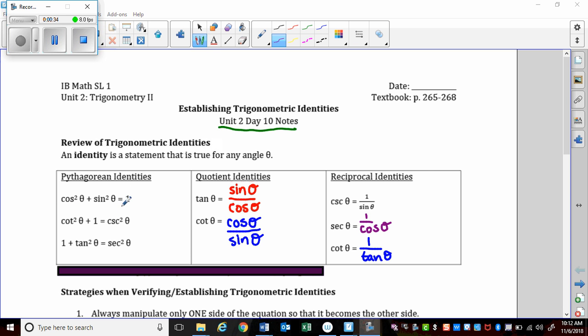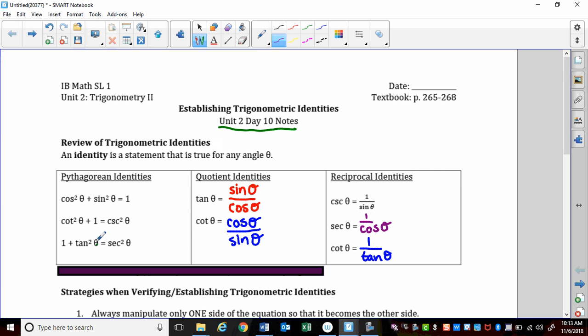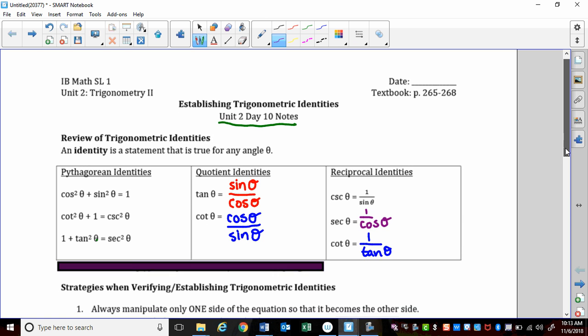If we divide everything by sine, we're going to get cosine squared over sine squared, which is cotangent squared. Sine divided by sine is 1. 1 divided by sine squared is cosecant squared. If we divide everything by cosine instead, then we're going to get 1 plus tangent squared equals secant squared. And we can manipulate this equation to get other identities to plug in.